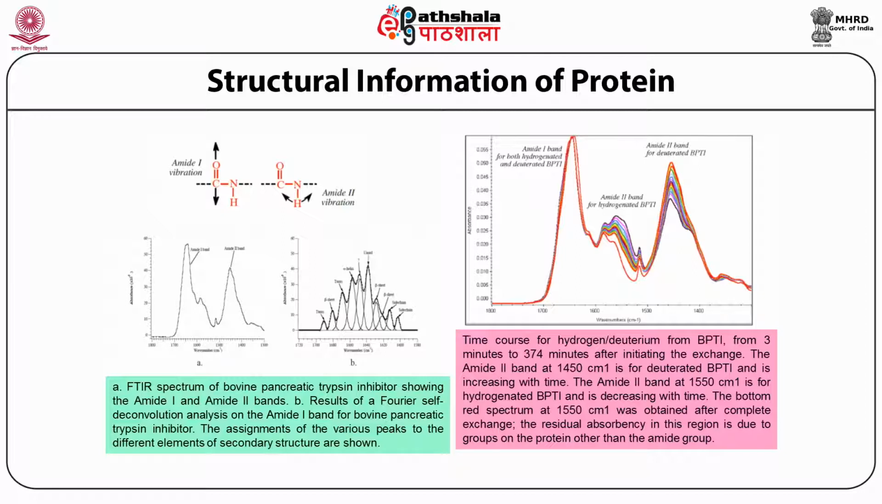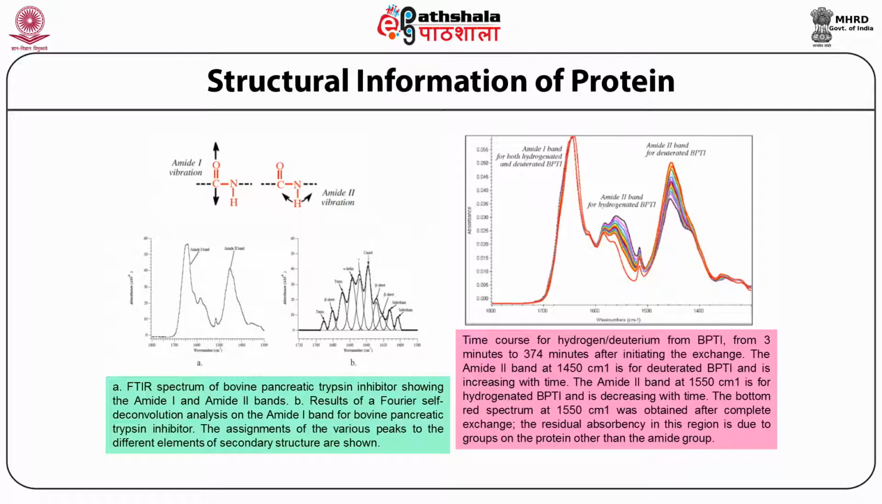So the FTIR spectrum of bovine pancreatic trypsin inhibitor is showing amide 1 and amide 2 bands, and B is showing results of Fourier self-deconvolution analysis of the amide 1 band of bovine pancreatic trypsin inhibitor. The assignment of various peaks to the different elements of the secondary structure is shown.